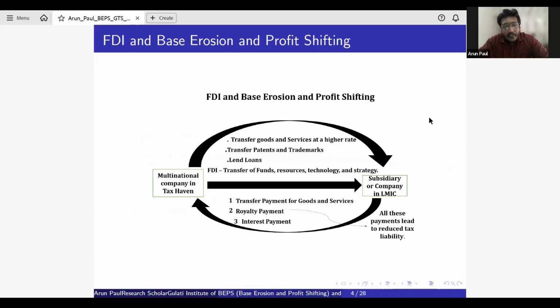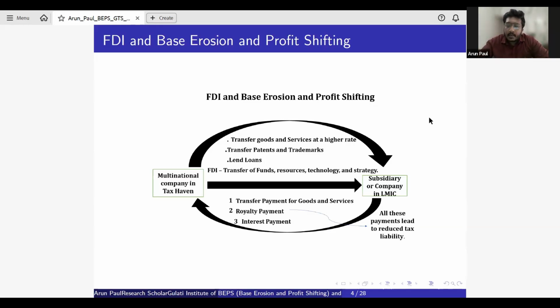Now I will explain how FDI is related to profit shifting. There is a term called tax haven. I think some of you are familiar with it. It means locations or countries in the world with very low tax rates, high financial secrecy, and lax tax rules and regulations, and for that matter, weaker administration. For example, Luxembourg, Netherlands, Cayman Islands, and a GCC country like UAE can be considered tax havens.